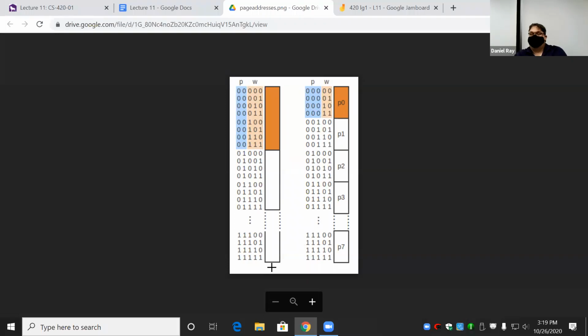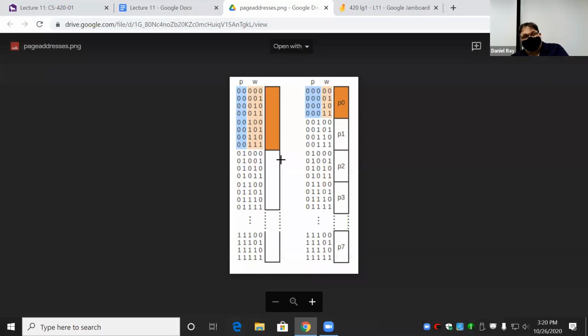Okay, do I need to do a review of binary, or are we comfortable with binary? We're good? Okay. So, address 0, address 1, address 2, address 3, address 4, so forth and so on, right? Just don't worry about P and W right now, just look at the whole number, because that's the entire address for all of those memory addresses. Word size memory addresses, okay?